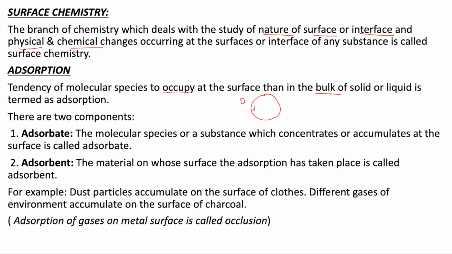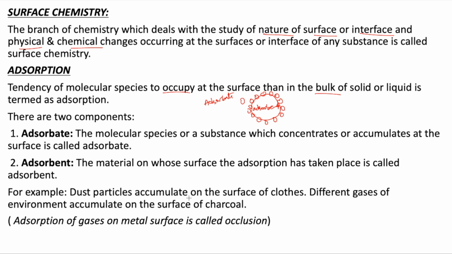Okay, so this is the adsorbent, and the thing which has to come and get adsorbed on the surface is called the adsorbate. Now these adsorbates are going to come and stay on the surface itself, and they won't go into the bulk, meaning they won't go inside. So on the surface their amount will be more, and inside the adsorbent the amount will be less. Again, the definition of adsorbate is the molecular species or substance which concentrates or accumulates at the surface, whereas the material on whose surface the adsorption is taking place is called the adsorbent.